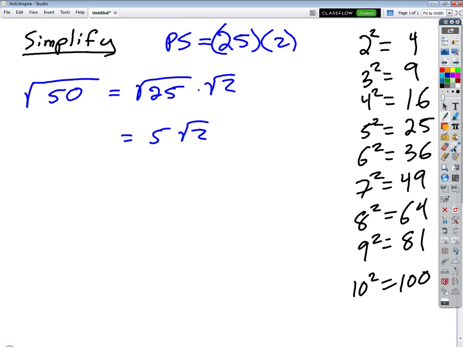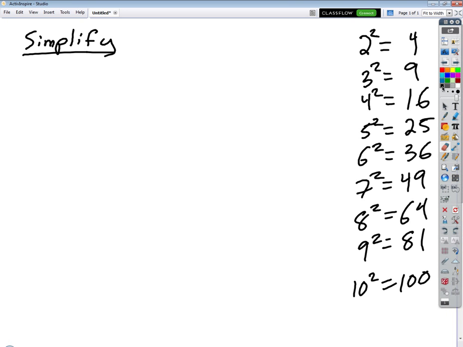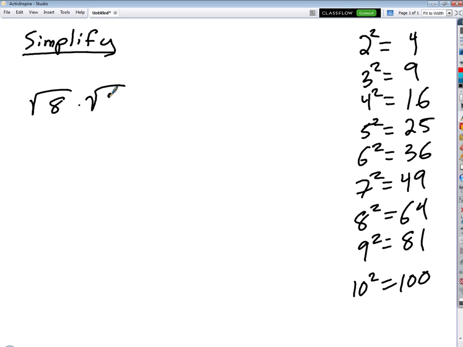Okay, next step now. What happens if we have a product? What if we have something like the square root of 8 times the square root of 2? There's a bunch of ways we can do this, but let's work through a couple of these, and you can look at your options. What do you think you could do with that?